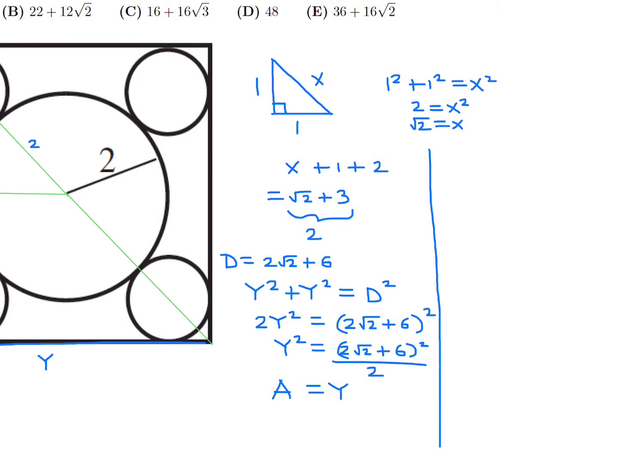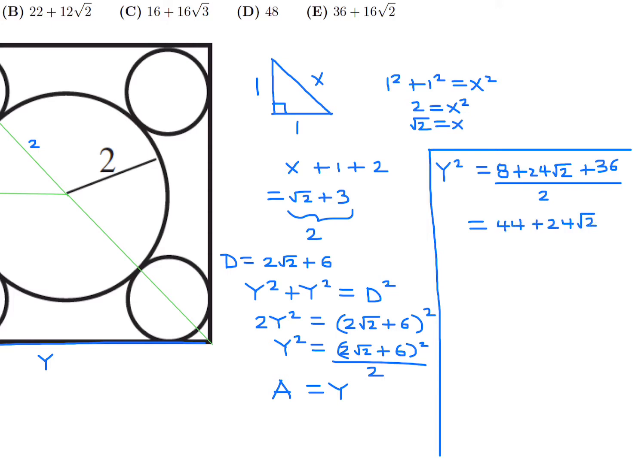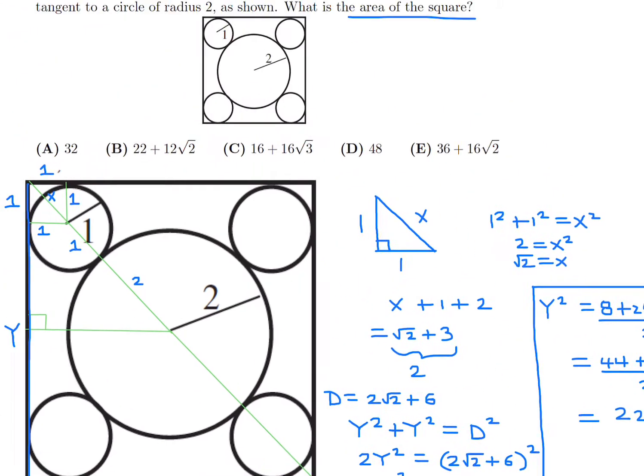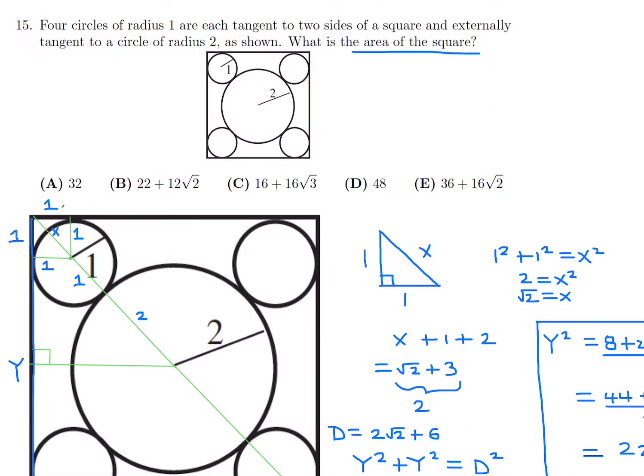Let me just use this space here. So y squared is going to be, I have to square this, so 2 root 2 squared is going to be 8. And then 12 times 2 root 2, and then 6 times 6, 36. And then that's all over 2. So this looks like 44 plus 24 root 2 all over 2. And that looks like 22 plus 12 root 2. 22 plus 12 root 2, which one of those answers? That is B. So number 15, the answer is here.